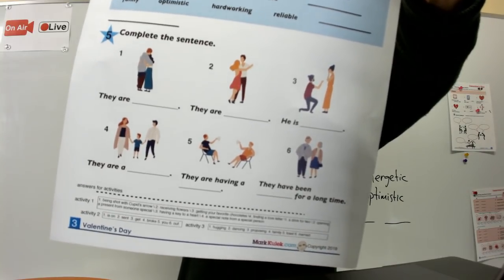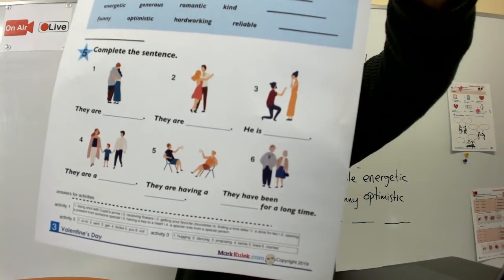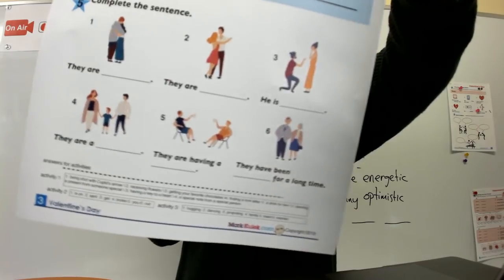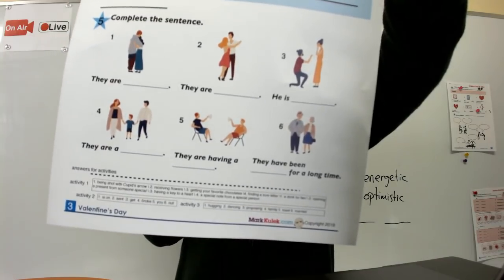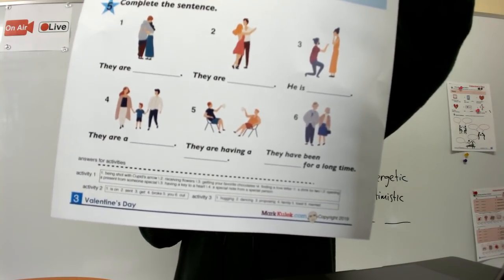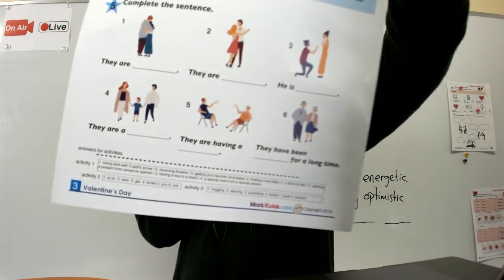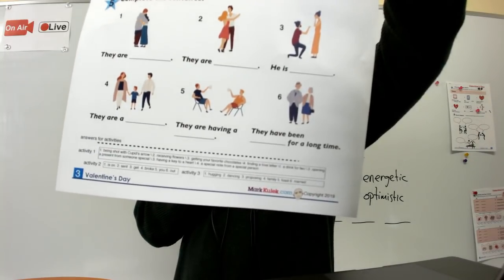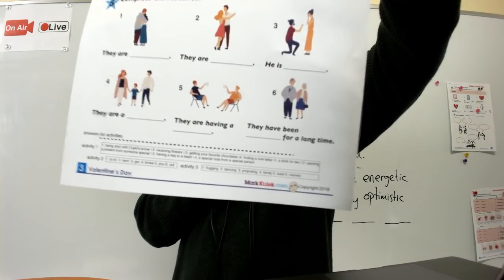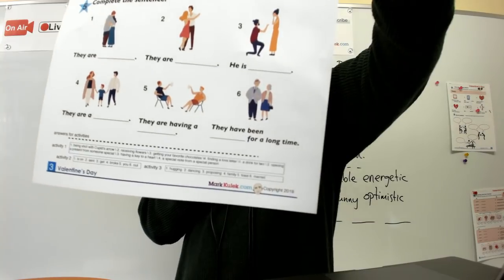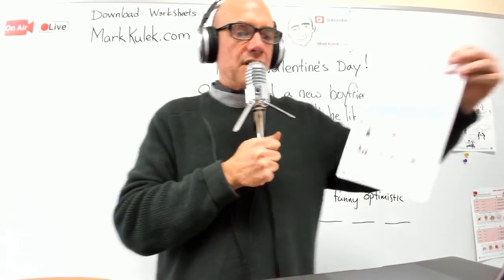Number one, one more time. They are... What are they doing? Two, they are... What are they doing? Three, he is... What is he doing? Four, they are a... Five, oh, good, good, sleepwalker. What are they doing? They are... Okay, five, they are having a... Oh, Saba. Good, good. And six, they have been... for a long time. Okay, good, good. One, hugging.